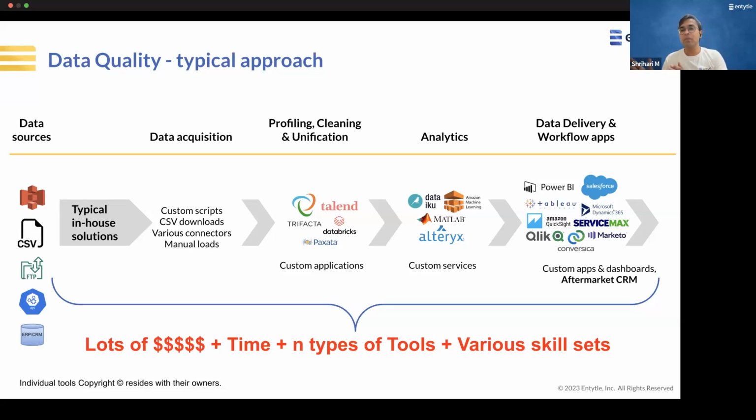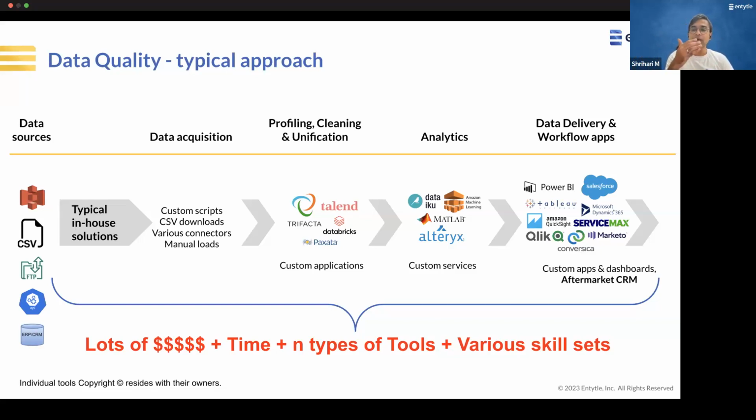And finally, the data delivery could happen to your Power BI dashboard, your ERP systems, your CRM systems, ServiceMax, or any other aftermarket CRM. Now imagine any organization wanting to do all of this together. This would take lots of dollars, lots of time, and a different type of skill set.